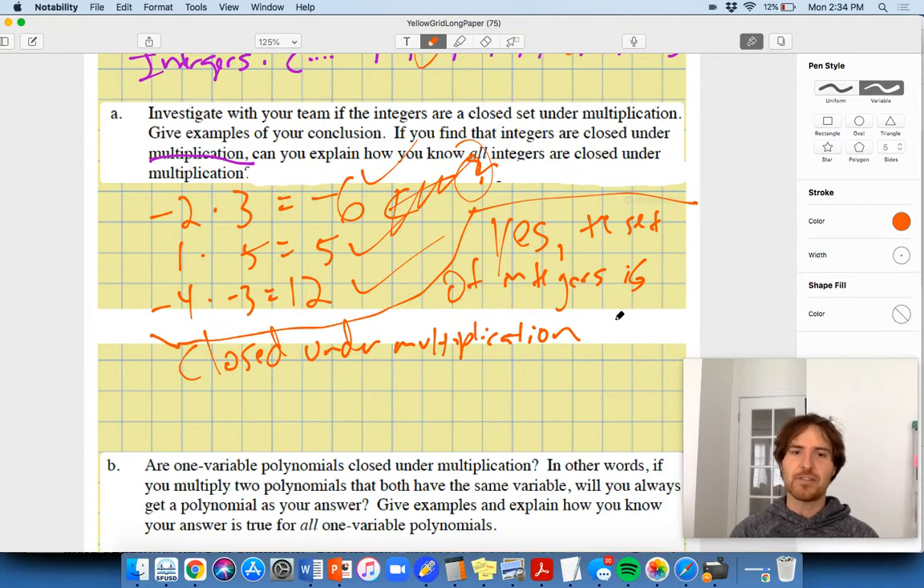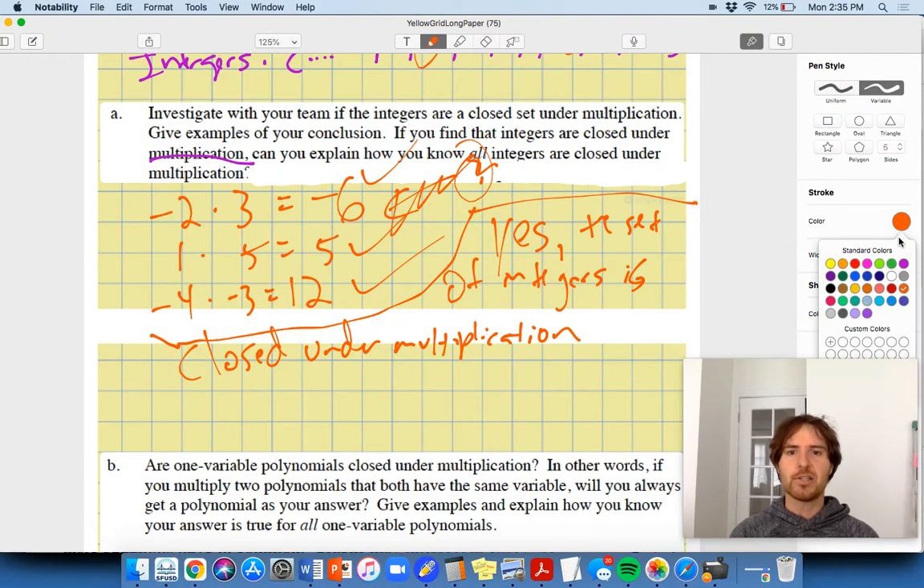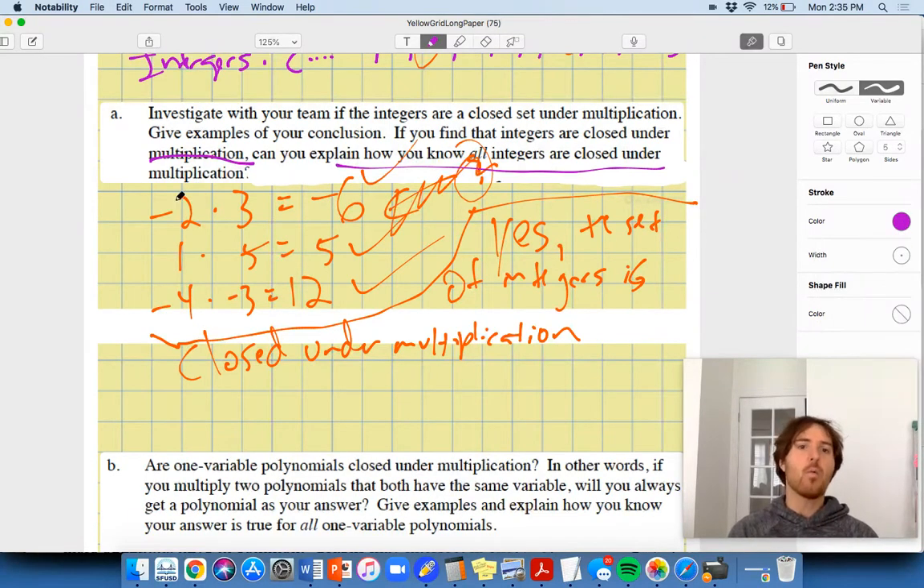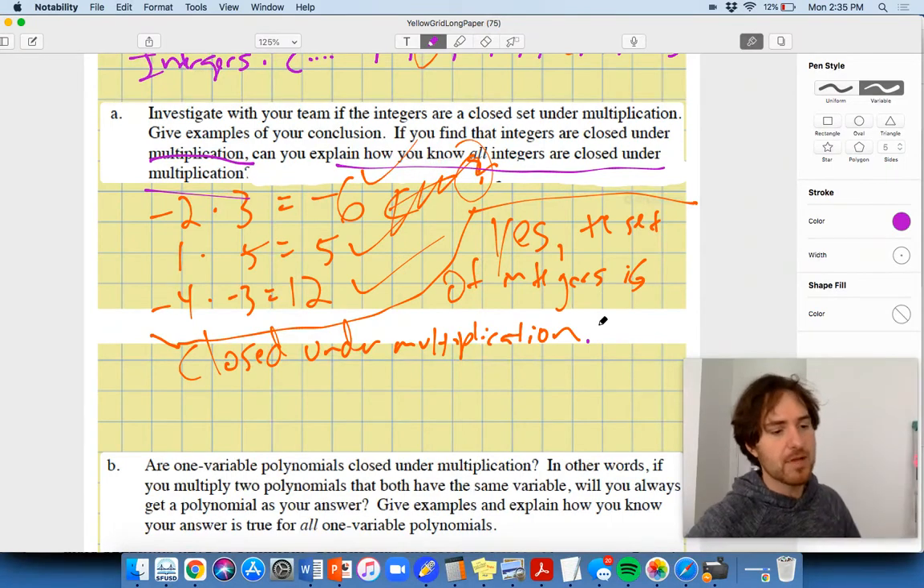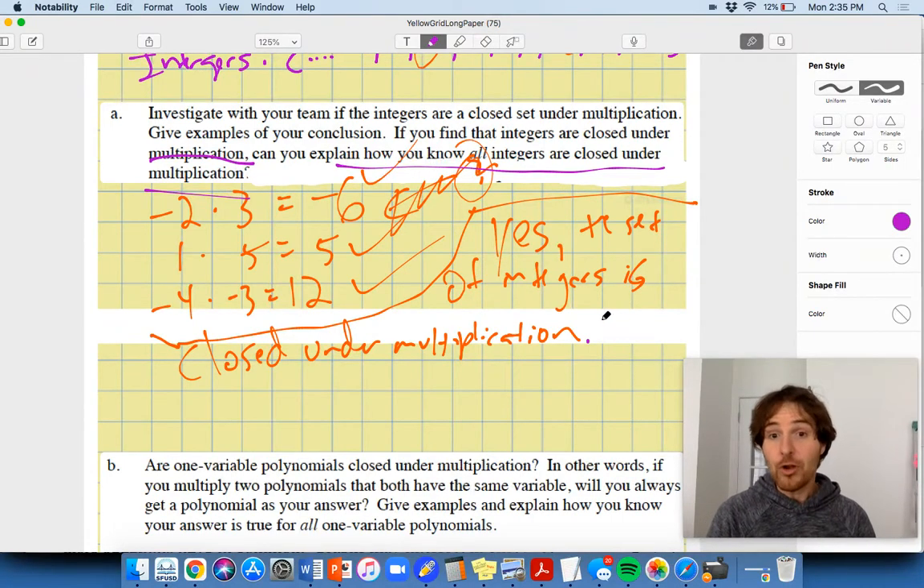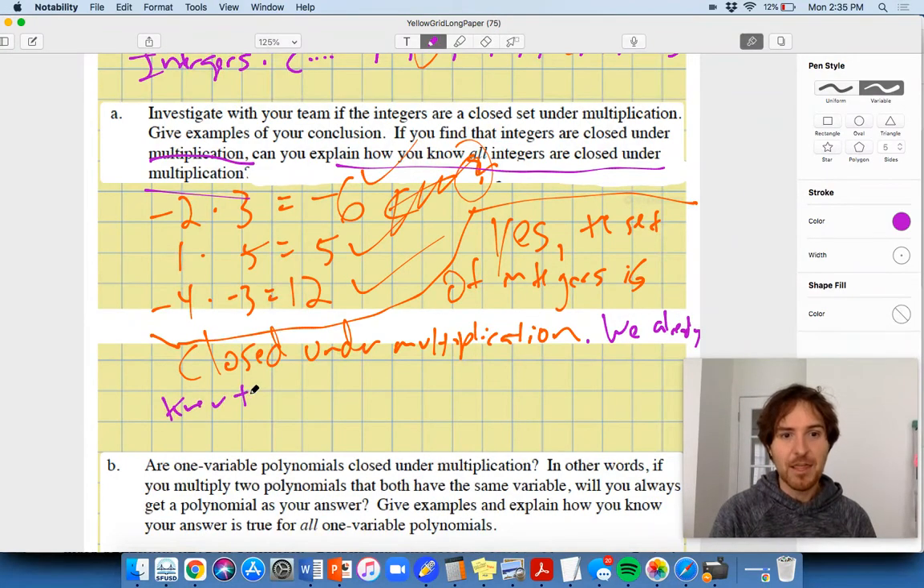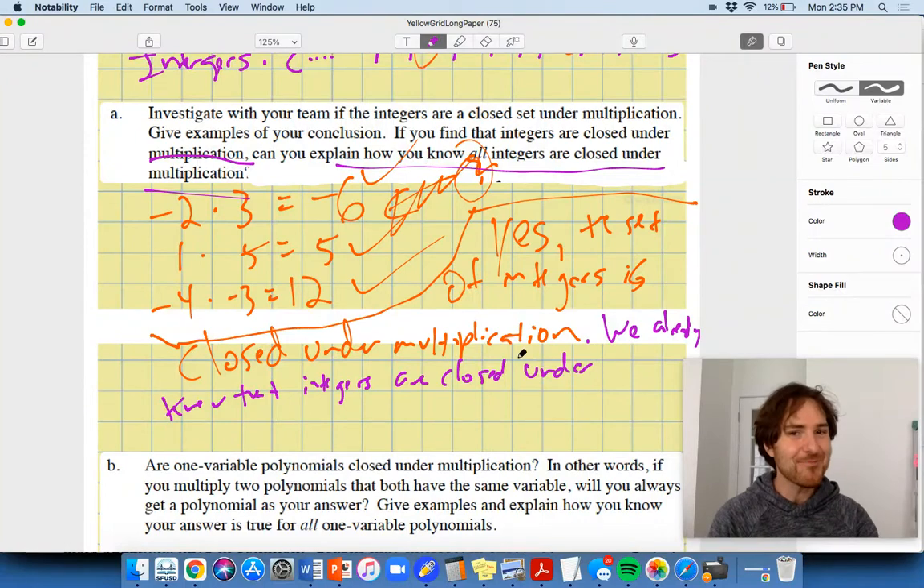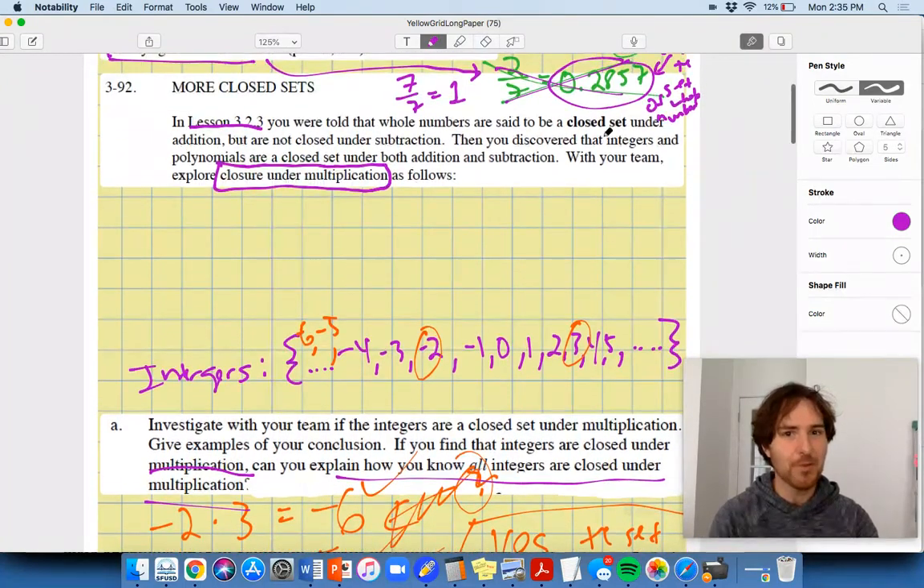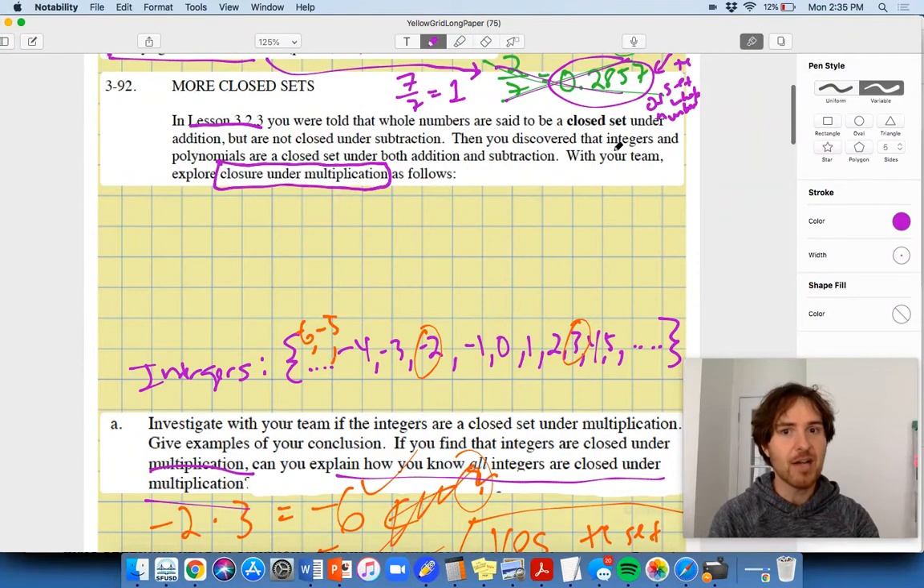If I look at the answer key and justify it this way, it says, can you explain how you know all integers are closed under multiplication? What have you done with integers before? Think about that. What did we deduce or infer before about integers in a previous lesson? Previous lesson, 3.2.3, we got that integers are a closed set under both addition and subtraction.